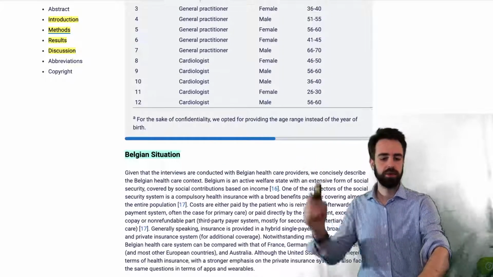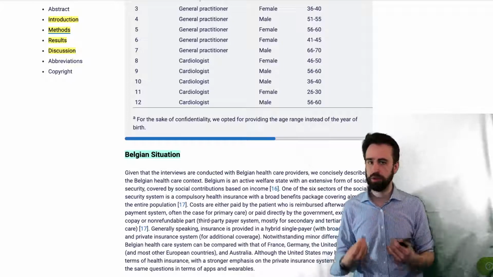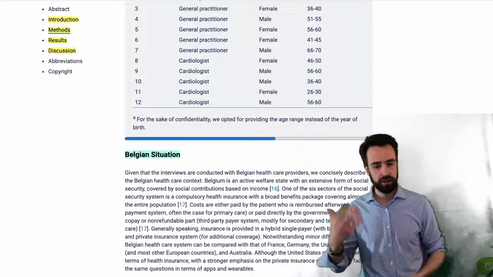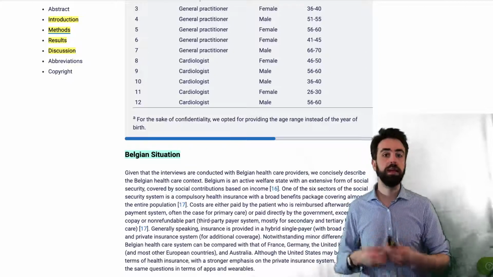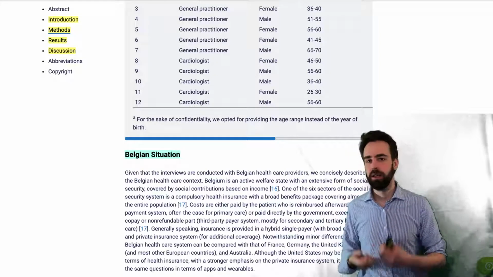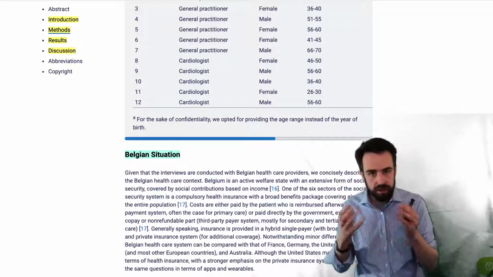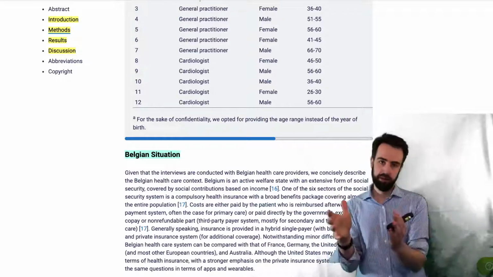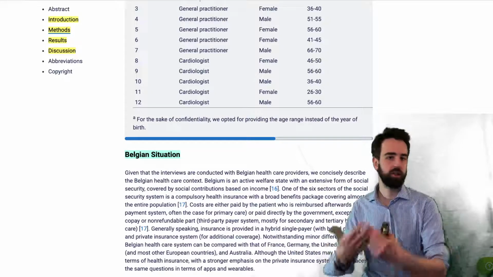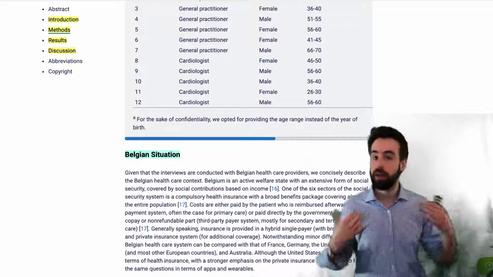Sometimes it can be important also to give the national or cultural context in which this study was done. In this case, the healthcare system in Belgium might be very specific, and so this study can maybe say something only about the Belgian context and nothing about the Dutch context or German context or English context.